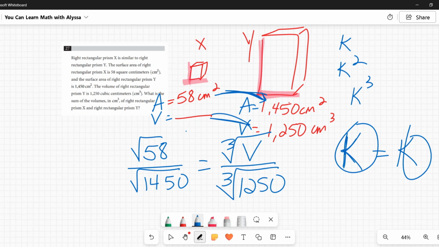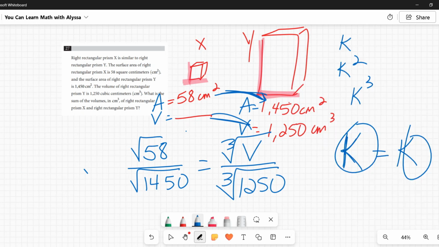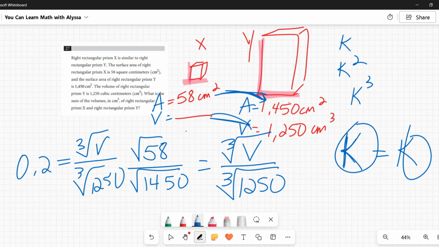Now I can start cross multiplying. Or I can just put that into my calculator. And that's what I'm actually going to do. All right, so I'm going to have my square root of 58, and I'm going to divide that by my square root of 1,450. And that gives me 0.2. That was nice and easy, wasn't it? All right, so 0.2 is equal to the cube root of volume over the cube root of 1,250.